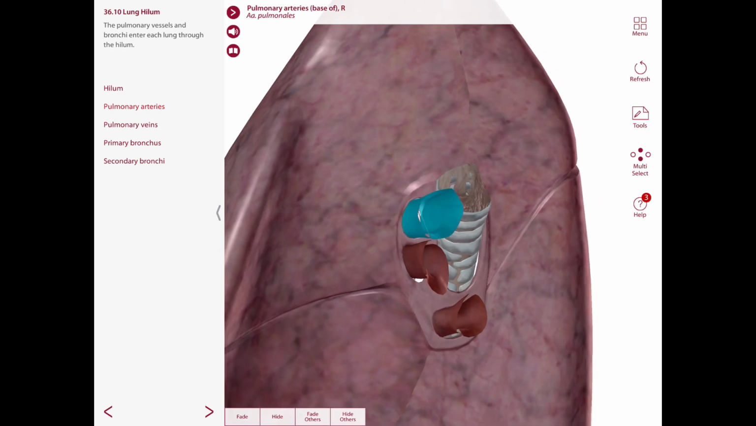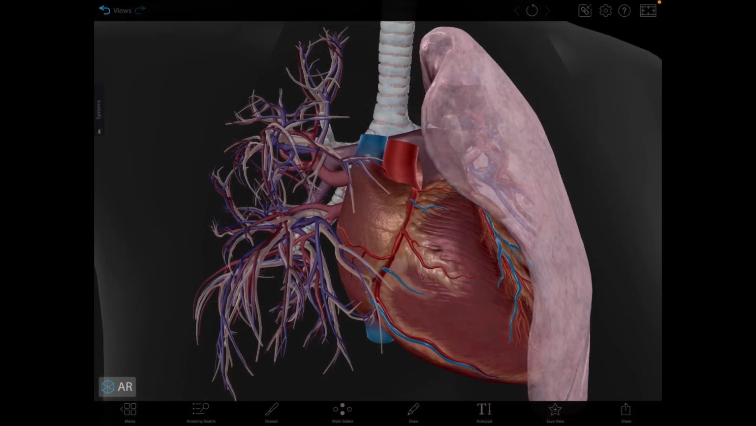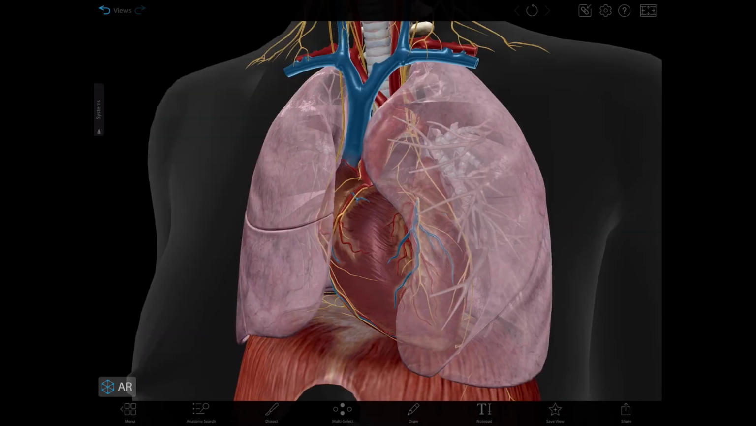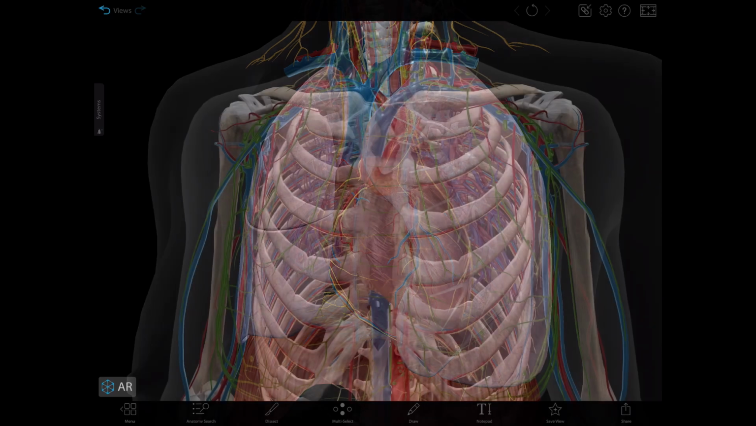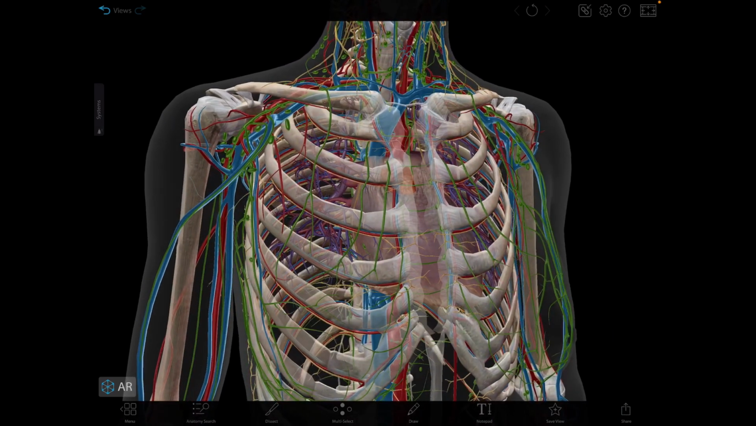Typically, there's one per lung. The pulmonary veins, 2 per lung, superior and inferior. There are also bronchial vessels, such as arteries and veins. The autonomic nerves, such as the anterior and posterior pulmonary plexuses, and lymph nodes and lymph vessels.